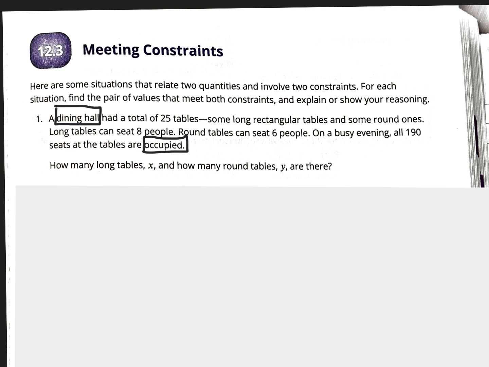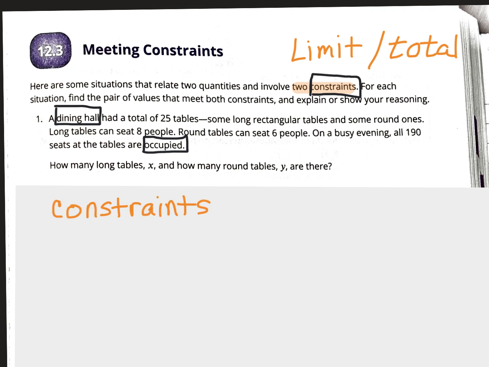All right, mathematicians. So the first thing I notice is that this is a situation that involves two constraints. And I want to make sure we remember what a constraint means. A constraint is a limit. Frequently, you also see it represented by some kind of a total in the problem. So I'm going to look and see where I see some limits or some totals here. And again, the problem tells me that there's going to be two of them.